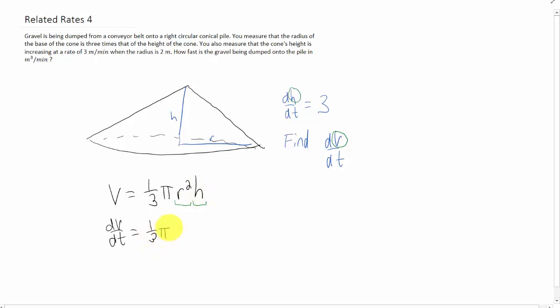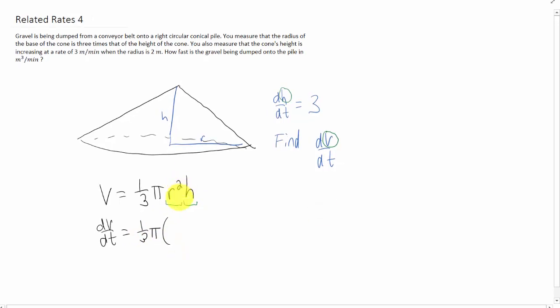Now 1/3 pi is just a constant, so we could leave it out there if we want. And the product rule says we're going to take the derivative of this first term, which is 2r dr/dt, times the second term, and we're going to add on to that the first term, that's r squared, times the derivative of the second term, dh/dt. Now we look at this for a second and we see that we don't have everything that we need just yet. We're given dh/dt, which is great.